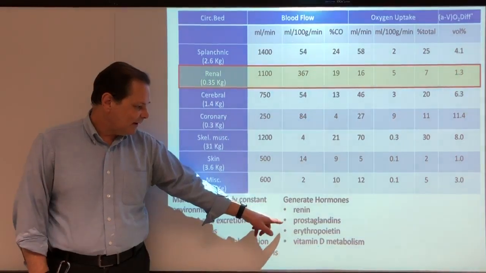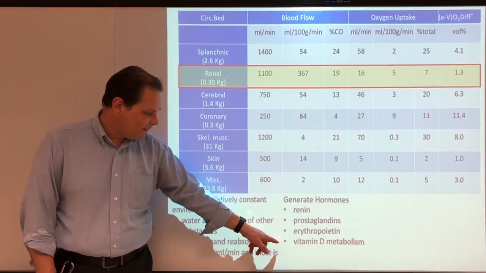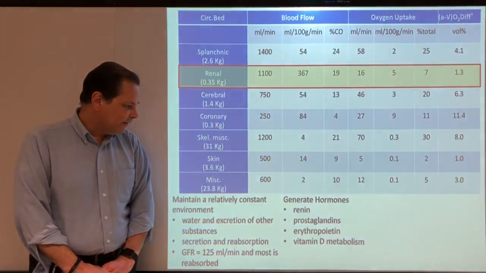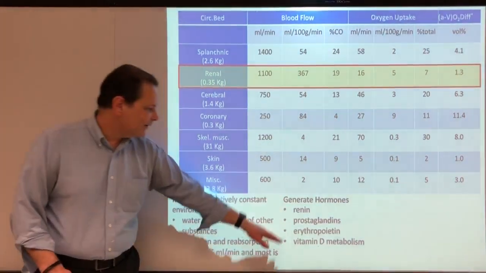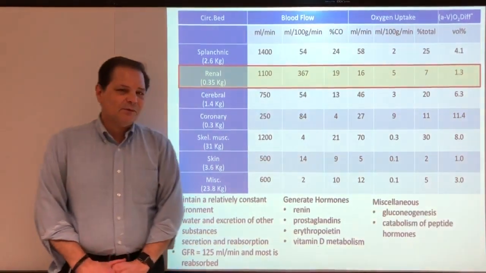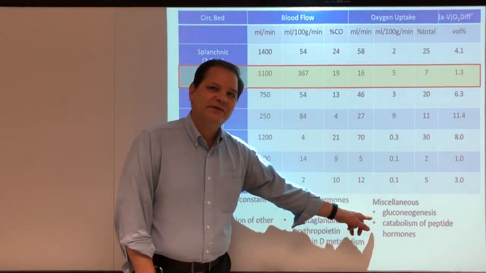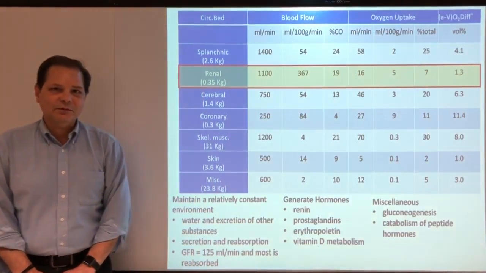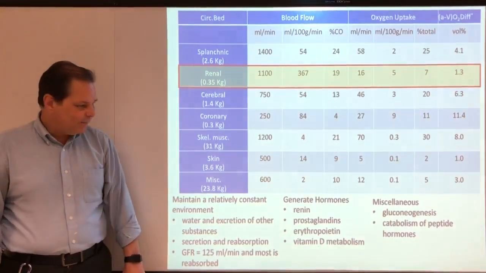Renin we'll talk quite a bit about. Prostaglandins I won't talk a whole lot about. Erythropoietin we'll talk about a little bit. Vitamin D is really covered in another block, but we'll talk about that briefly here as well. So we'll talk about a little bit of this, a lot of this, and then other miscellaneous functions that we won't talk about in this renal section a whole lot. Gluconeogenesis and catabolism of peptide hormones we'll leave to other people in other blocks. Or at least other people.